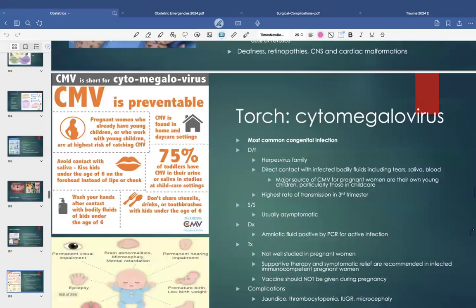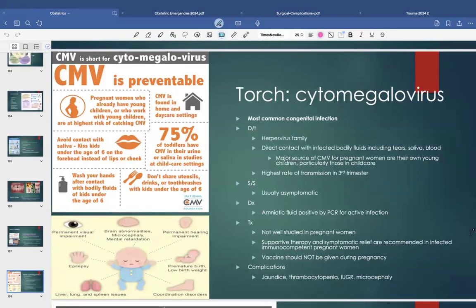Cytomegalovirus, CMV, we talked about this. We talked about the difference between CMV and EBV during infectious disease. What we want to remember here is that it is part of the herpes family. Highest rate of transmission is in the third trimester, usually asymptomatic. The treatment is not well studied in pregnant women.